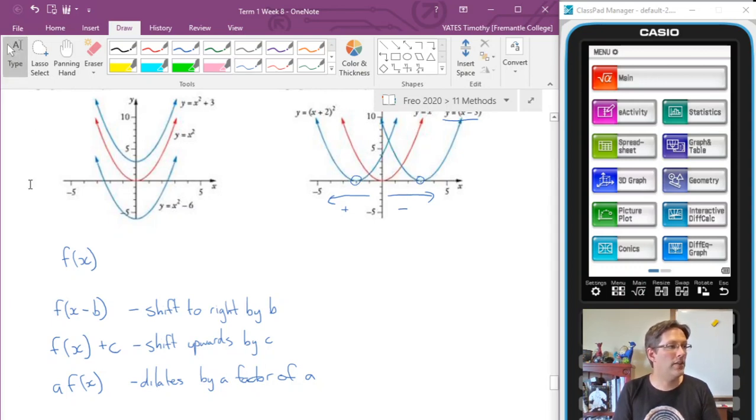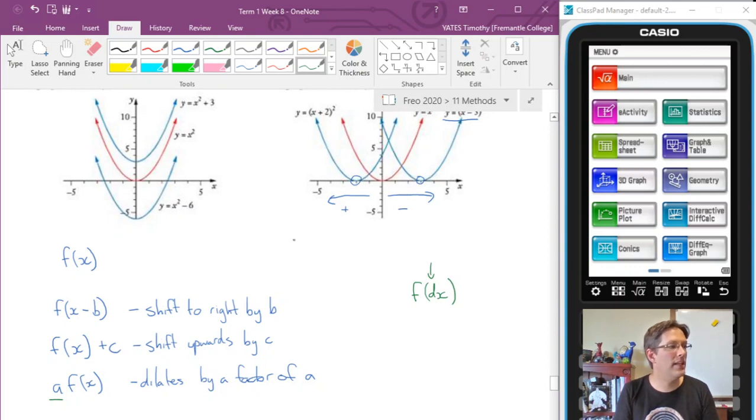But the other ones that we might want to deal with, and I'll write them in green over here, is this, when we've got our number being multiplied outside the bracket. Sometimes we'll get one where the number being multiplied is inside the bracket. So that will be f of dx. This one is probably the hardest one. Then that actually basically squishes it in vertically. So the higher this number is, the more compact it ends up getting.